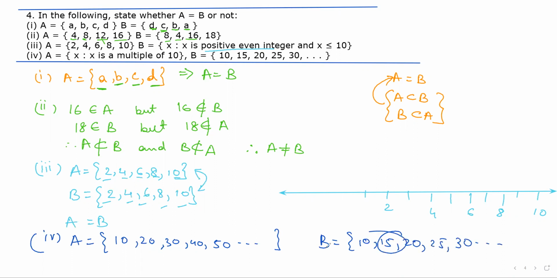Clearly, 15 is present here, but 15 is not present here, and 25 is present here, but 25 is not present here. So that's the justification which you'll give, that 15 belongs to B, but 15 does not belong to A. 25 belongs to B, but 25 does not belong to A. Therefore, A is not equal to B.